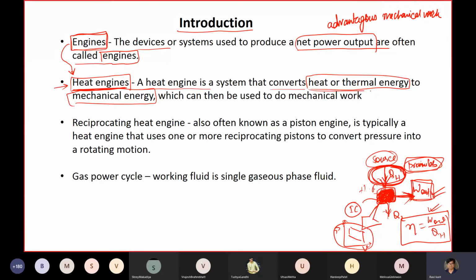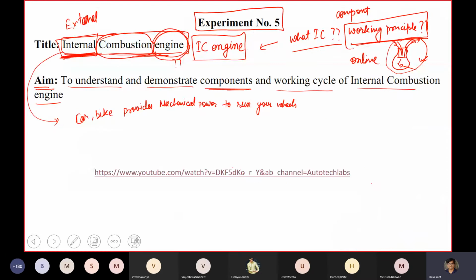So it converts heat, thermal energy, to mechanical energy. It can be used to do mechanical work. So essentially, let me go one step behind.